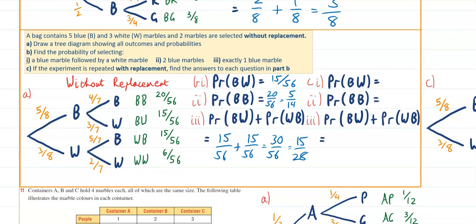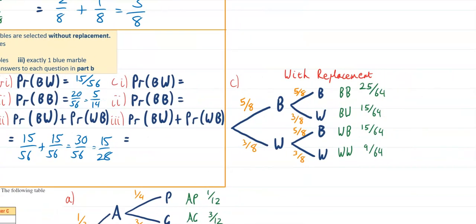If the experiment is repeated with replacement, find the answer to each question for part B. So here we are, the same table with replacement. You can see our 5/8 with B remains as 5/8 with B in our second arm. Let's have a go at this. BW would be 15 over 64. BB would be 25 over 64.